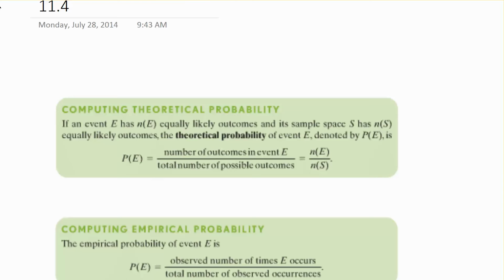In this lesson, which is section 11.4, we're going to move from just using our counting principle and permutations and combinations to count different ways that things can be arranged, and we're going to actually look at probability. And there are two slightly different ways to talk about probability.